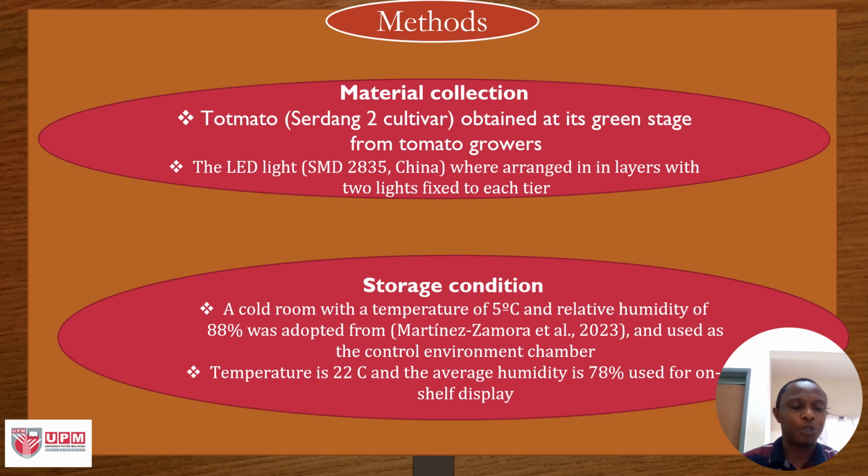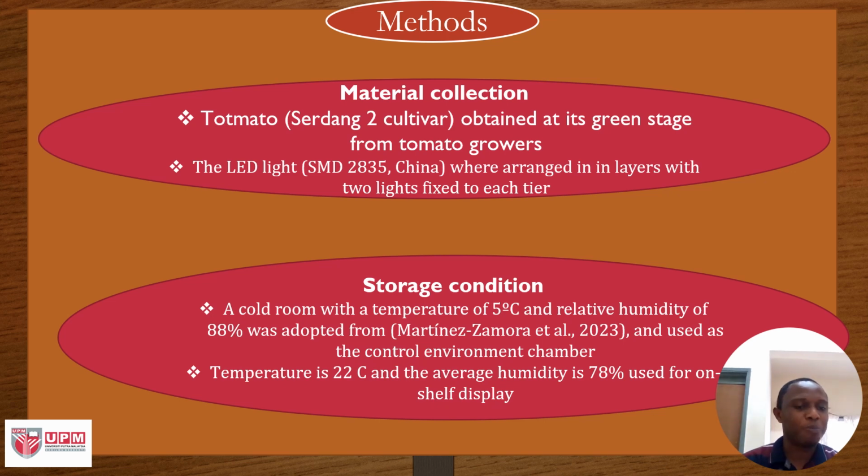For the material collection, Sedang 2 cultivar of tomato was sourced from tomato growers and subjected to 3 light treatments: the blue, the red, and the white spectrum, at a temperature of 5 degrees Celsius and relative humidity of 88%, as used by Martinez Zamora 2023.